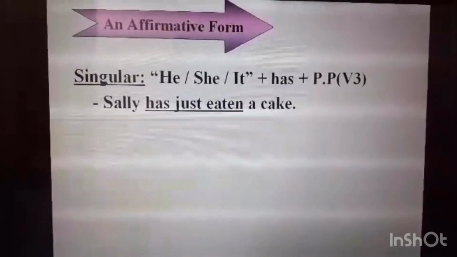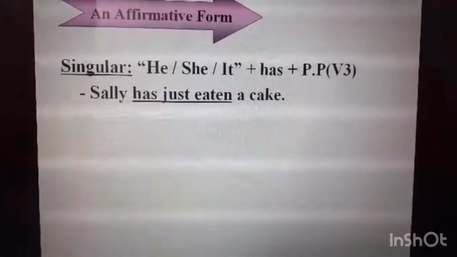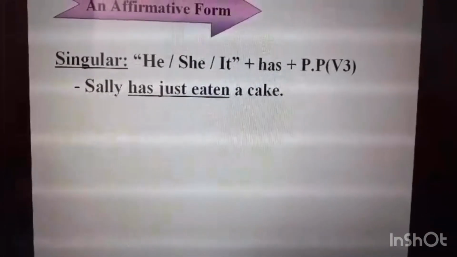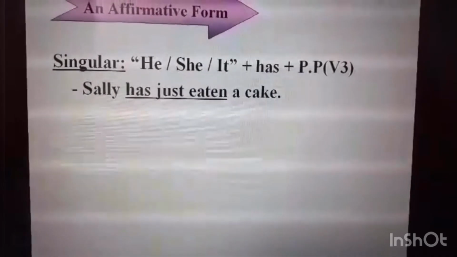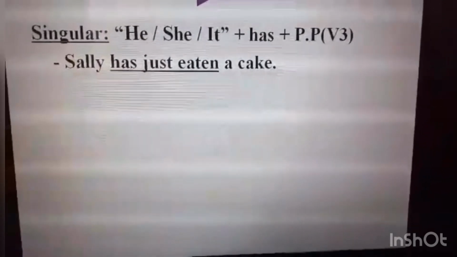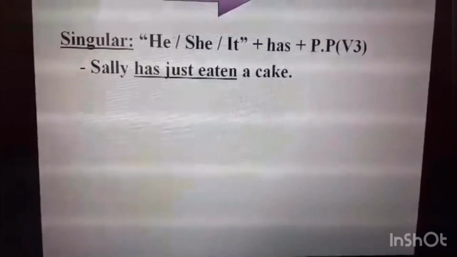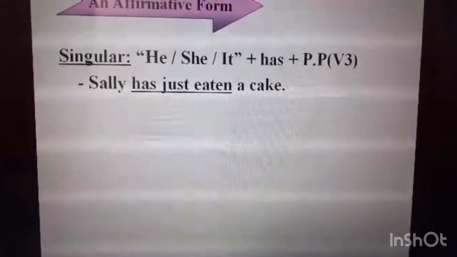So here, look at this example. We have this sentence, Sally has just eaten a cake. Here, because Sally is a singular noun, you should correct this verb by has. And here we have the keyword just. Just specifies present perfect tense. And eaten is the third form of the verb eat.